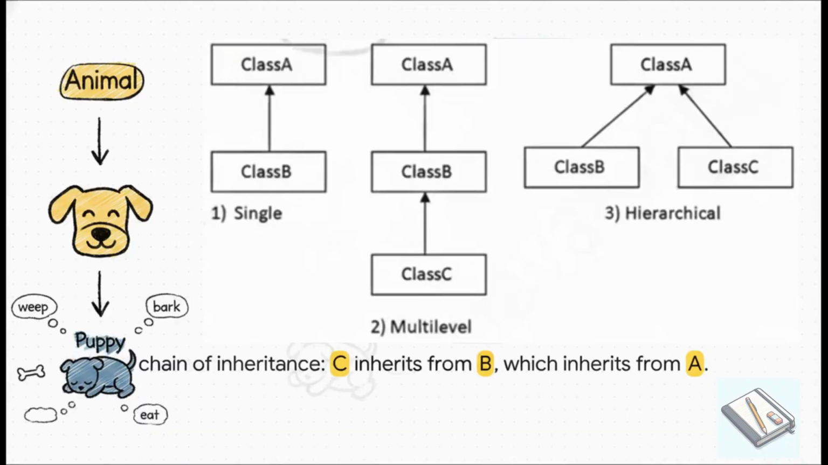So here's the cool part. A Puppy object can now do three things. It can weep, which is its own special method. It can bark, which it gets from its parent, Dog, and it can eat, which it gets from its grandparent, Animal. See how we're passing traits down through the generations? It's a really great way to get more and more specific.